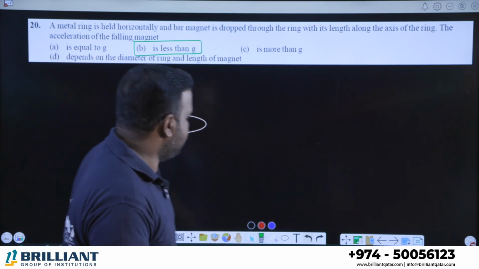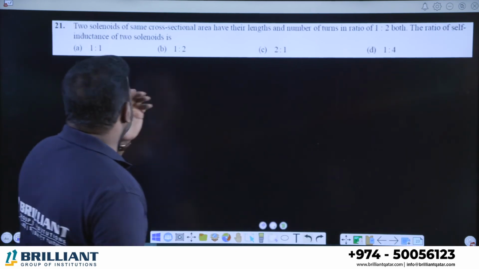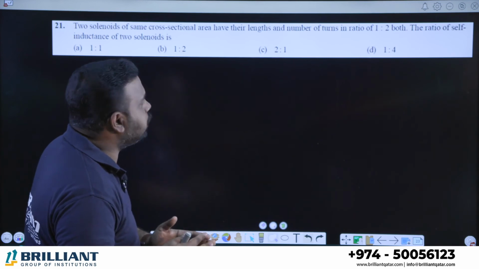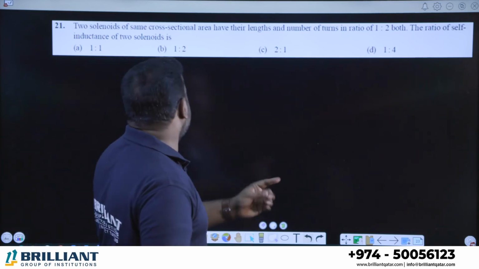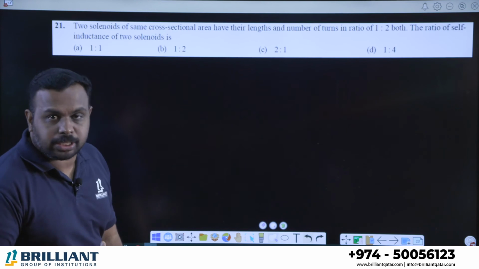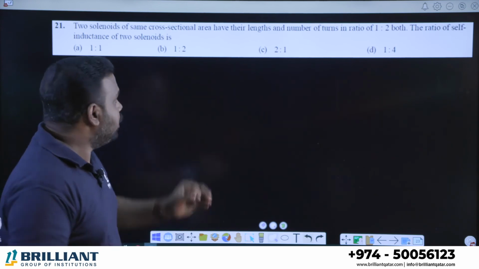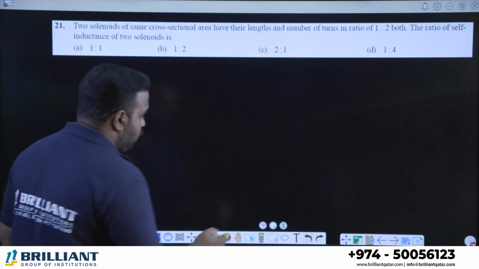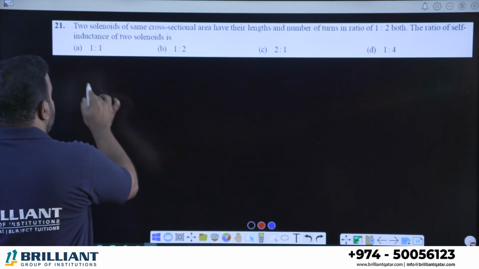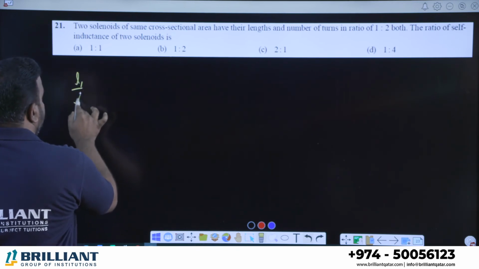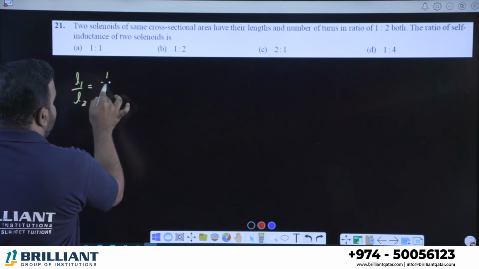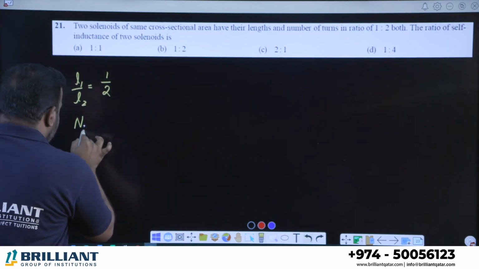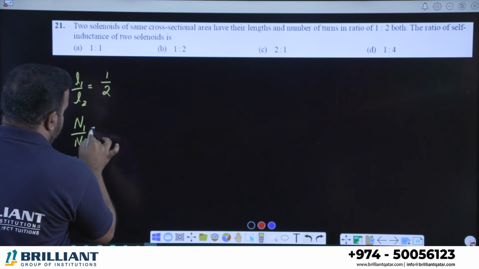Now we are going to the next question, number 21. Two solenoids of the same cross-sectional area have their length and number of turns in the ratio 1:2 both. The ratio of self-inductance of the two solenoids is... Very simple question. Two solenoids are there, the cross-sectional area is the same. Length and number of turns: the lengths are in the ratio 1:2, that means L1 by L2 is equal to 1/2. And the number of turns ratio, N1 by N2, total number of turns, is equal to 1/2.